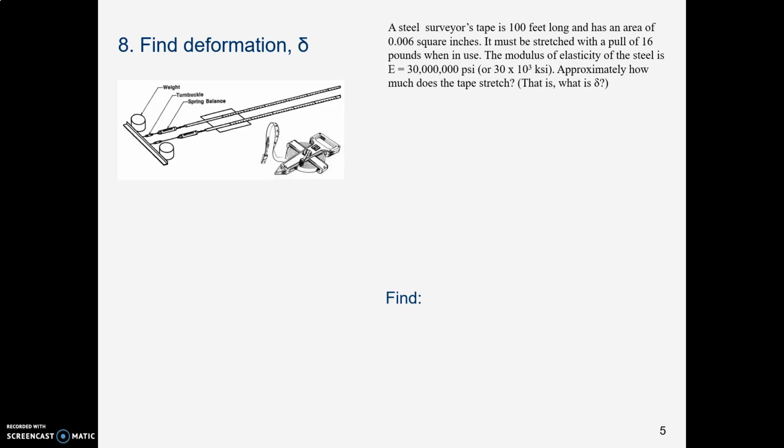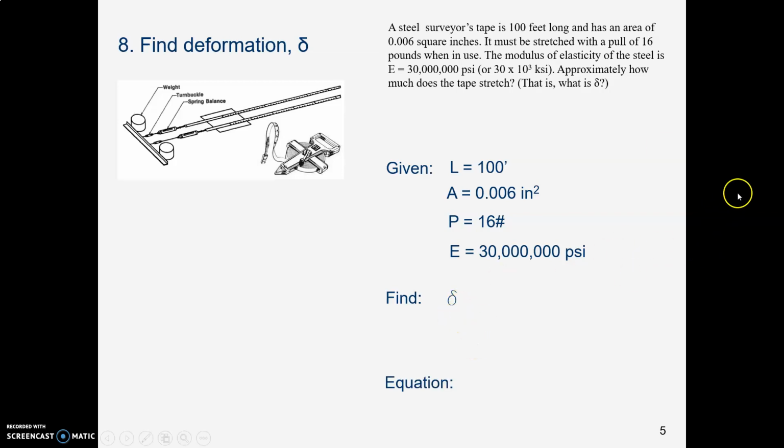So what are we trying to find? How much does it stretch? We're trying to find the deformation. What are we given? Surveyor's tape is 100 feet long. There we go. There's the length. It has an area of 6/1000ths of a square inch. We're going to pull on it with 16 pounds of pull. We've got a modulus of elasticity of 30 million psi. What equation should we use if we're looking for deformation? Good old shortcut, deformation equals PL over AE.